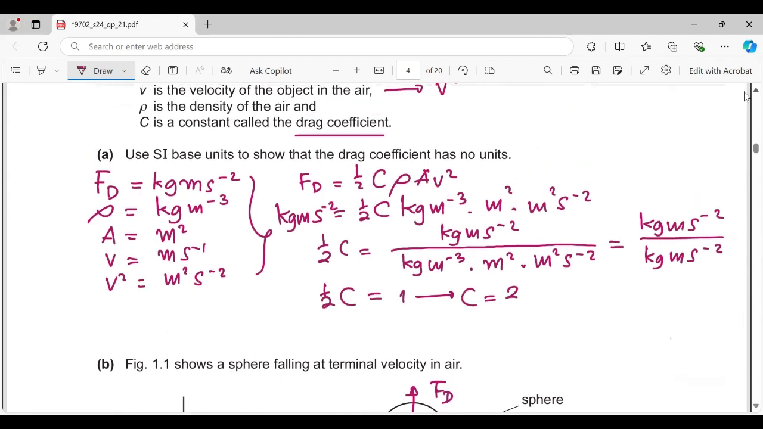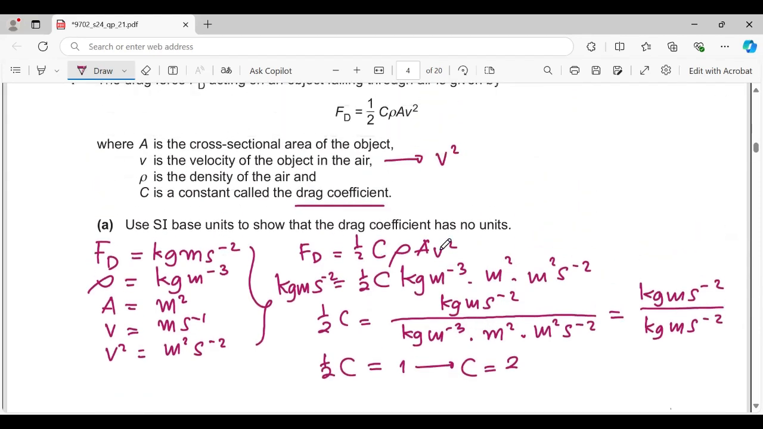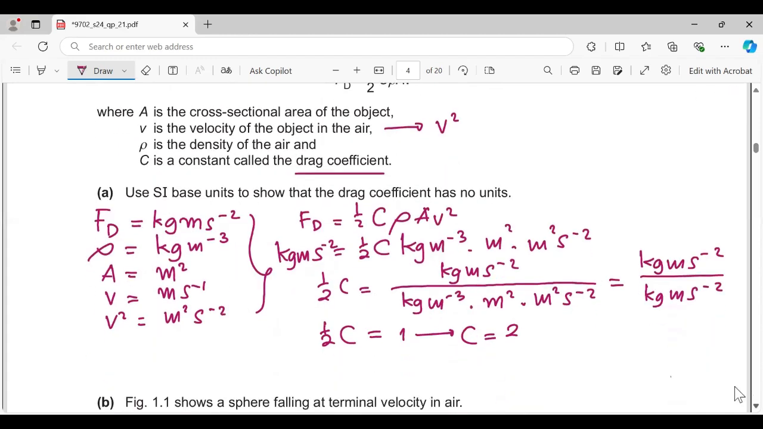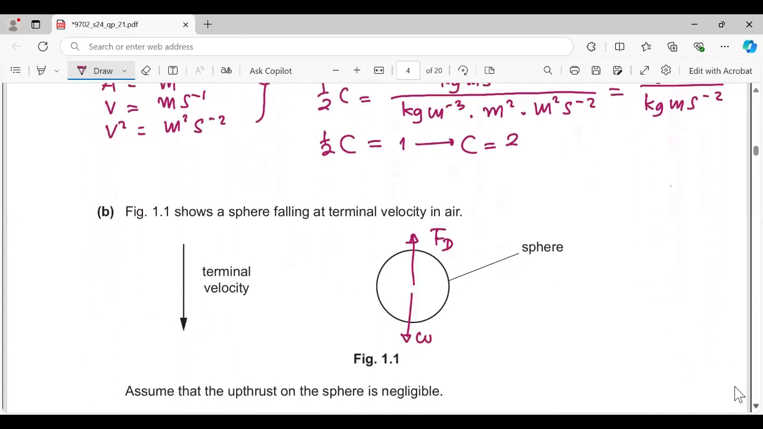Because based on this information, F_D is the drag force acting on the object falling, and the direction of this force is upwards.